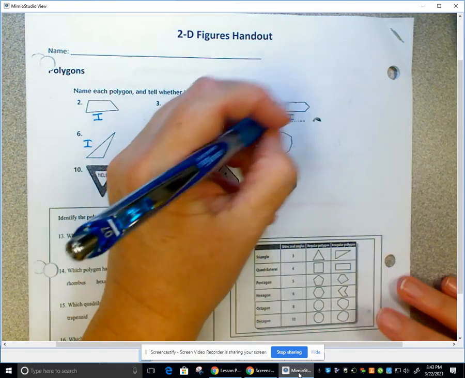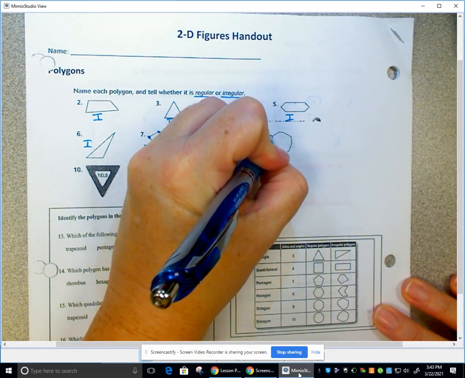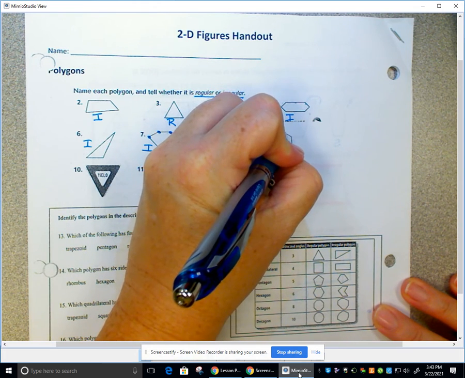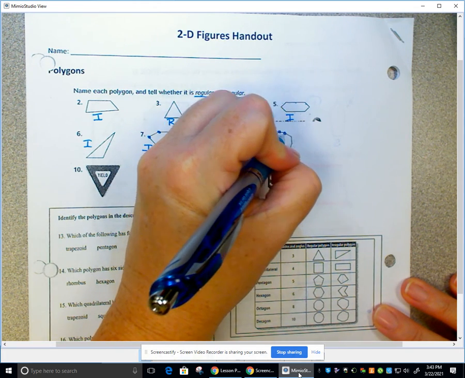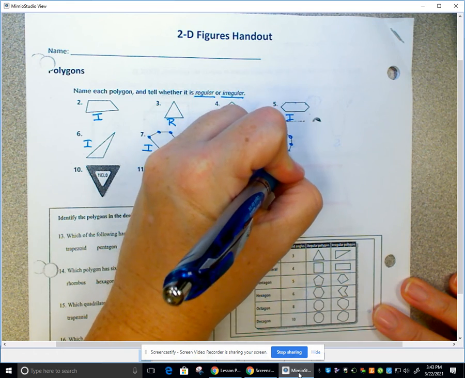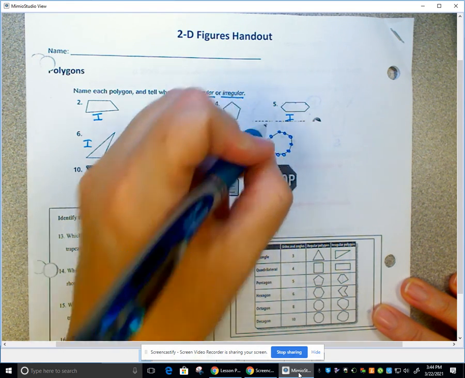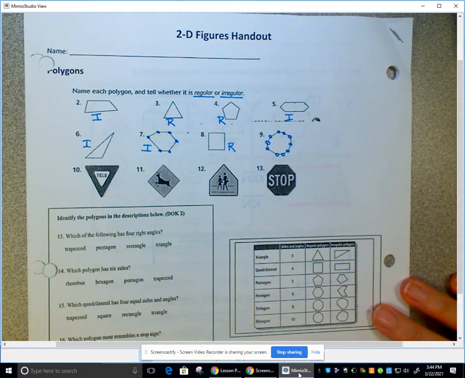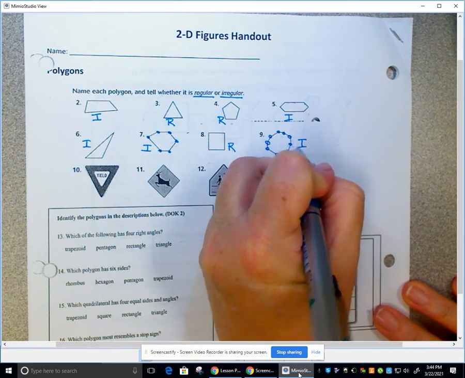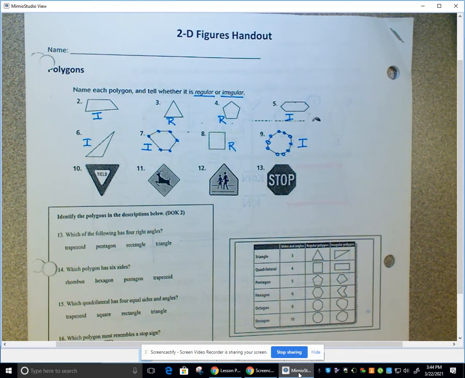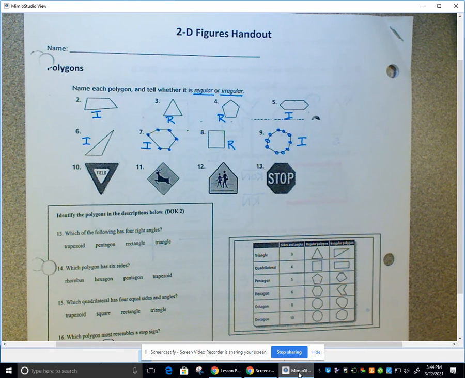Look at this figure. Let me count the angles. 1, 2, looks like there's one there, 3 maybe, 4, 5, 6, 7, 8, 9, 10. That would be a decagon, and it's definitely irregular. The sides are all different lengths.